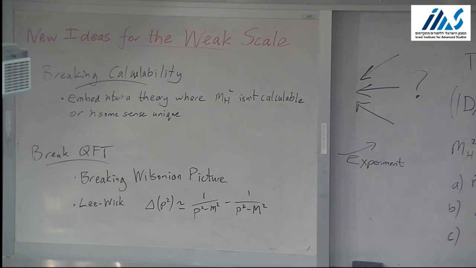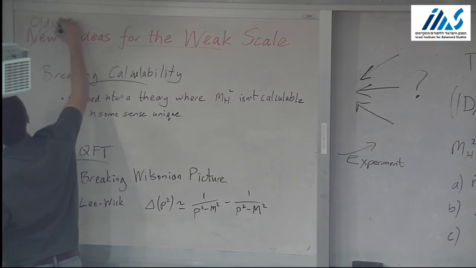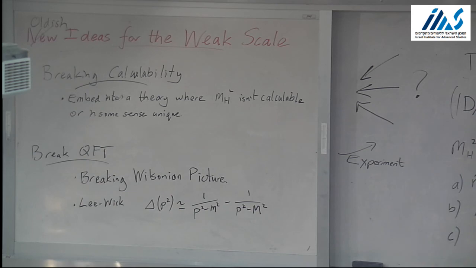Okay, so those are the sort of oldish ideas for the weak scale and a sort of summary of the hierarchy problem the way I see it, which is not unique. People view it in different ways, and a bit of a flavor of the things that might sort of work but don't quite work.